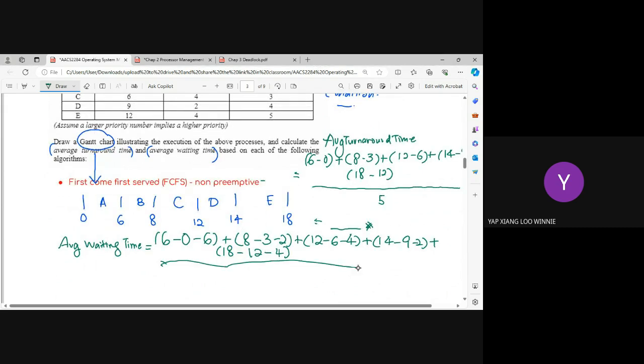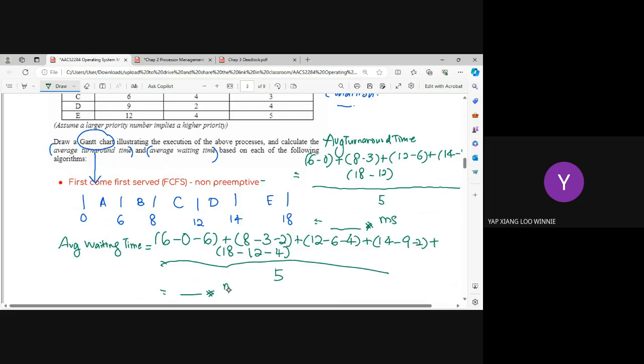You want to get an average. I'm sorry, my line is a bit choppy here. You have to divide by 5, because there are 5 tasks, process A, B, C, D, and E. Same, go and calculate, and that's going to be your answer. So remember to mention the unit as well.